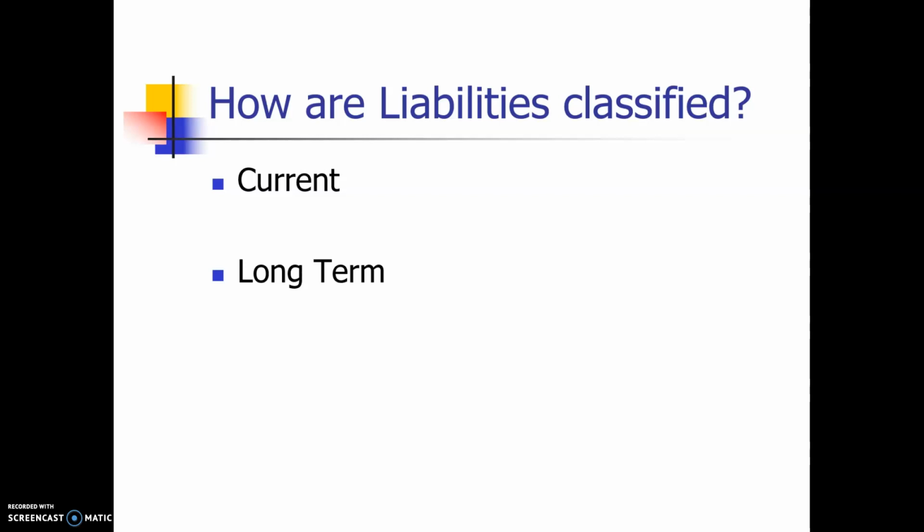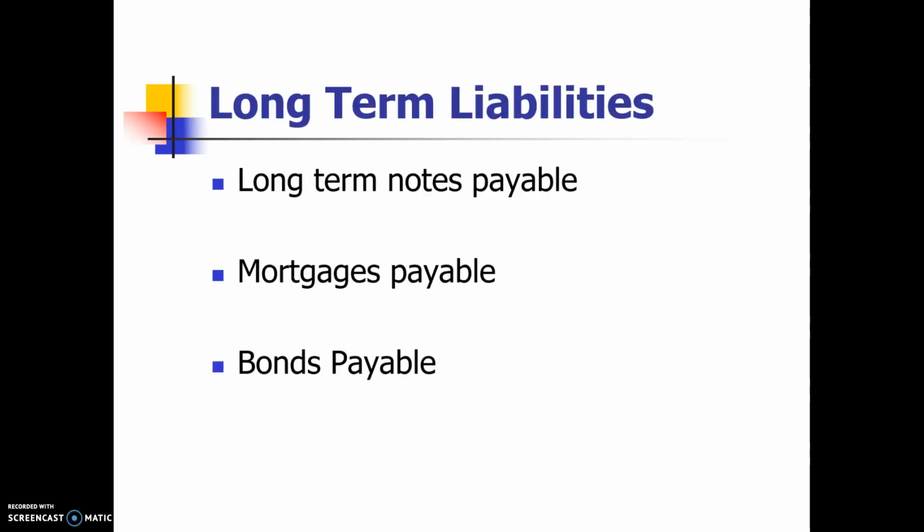So current liabilities are the liabilities that are due within a year. Long-term liabilities are due after a year. And so we're going to talk a little bit about long-term liabilities just so that we're familiar with what they are. But the chapter in our textbook is on current liabilities, and so we're going to spend more time on the current liabilities. So here are some examples of long-term liability.